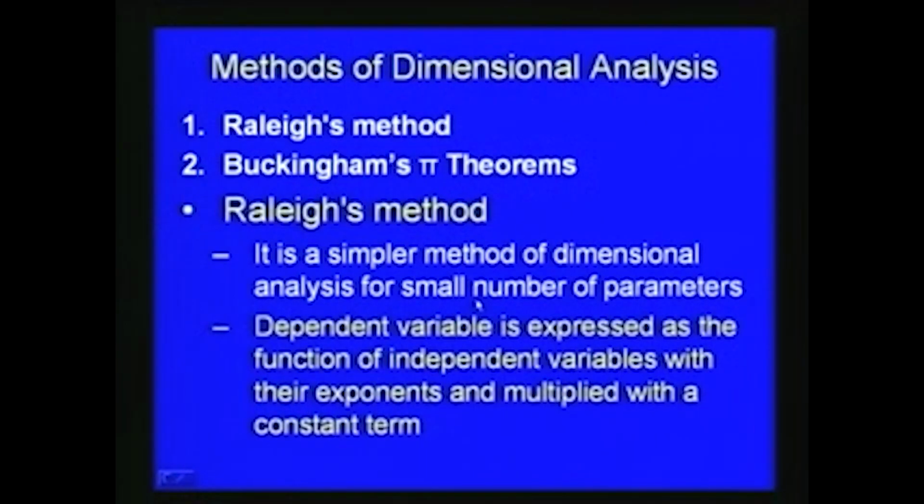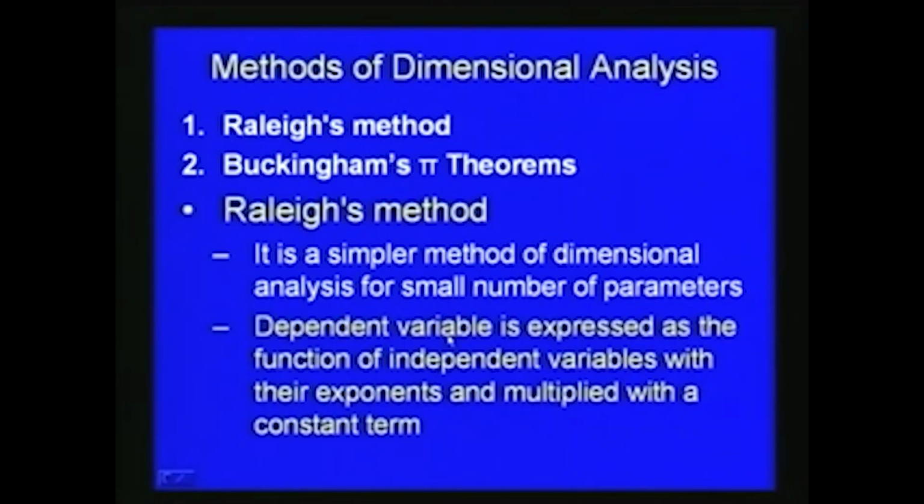So, first, Rayleigh's method. This is a simpler method of dimensional analysis for a small number of parameters. In some of the advanced books you can see only one method, the Buckingham method. The difficulty with Rayleigh's method is that we cannot extend it to a problem where a large number of parameters are there. But it is much more suitable for a problem where a small number of parameters are there, and the dependent variable can be expressed as a function of independent variables with their exponents, multiplied with a constant term.